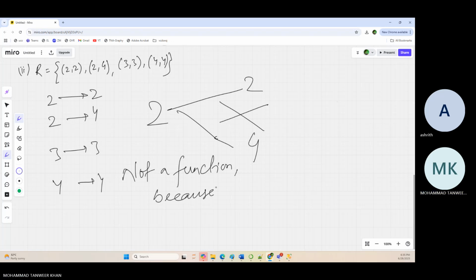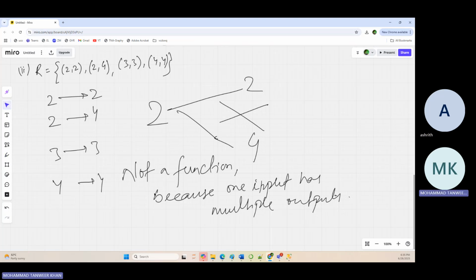Because one input has given two outputs, multiple outputs. Is this clear? Yes, sir. Understood this? Yes, sir. Now tell me the third one.